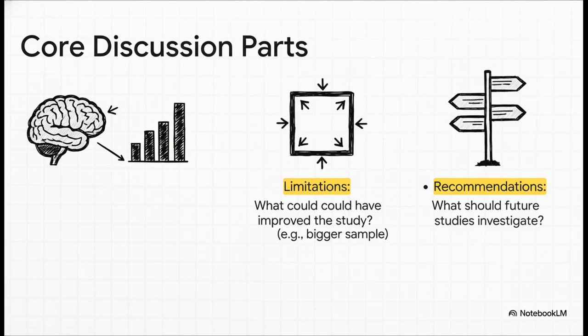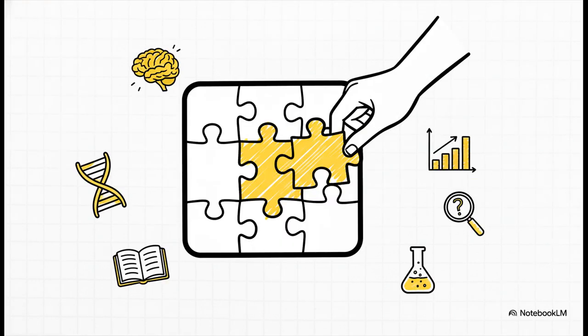A really solid discussion has 3 key moves. You start with your interpretation. How do your findings fit into the bigger conversation happening in your field? Then you've got to be honest about your study's limitations. Every study has them, and being upfront about them just makes you more credible. And finally, you give recommendations. Based on what you learned, where should other researchers go from here? This is really your moment to shine as the expert.